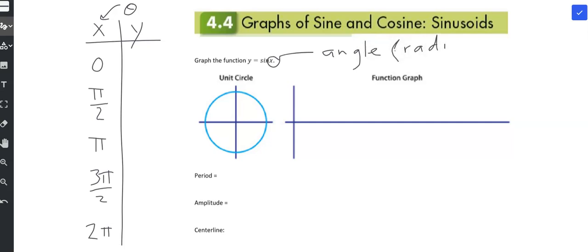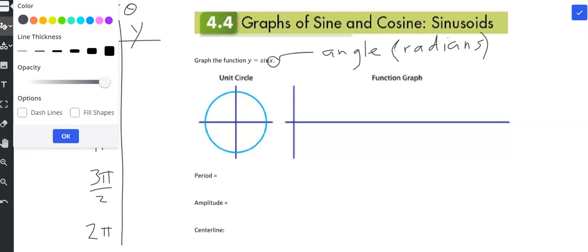Yes, you could do it in degrees, but we're not. We're going to do it in radians because we don't like you. But it's an angle measurement. So yes, they could have just written sine theta instead of sine x. I just don't want you to get confused because we've talked about the different trig functions and how they relate to the circle.